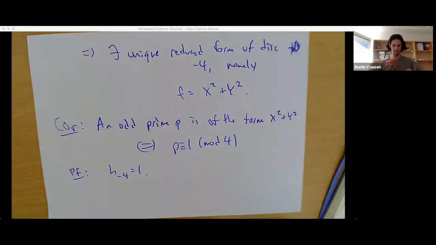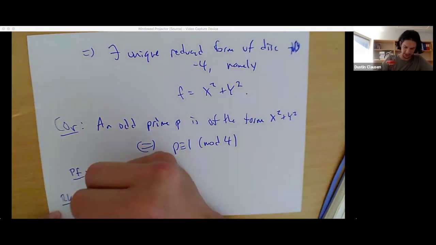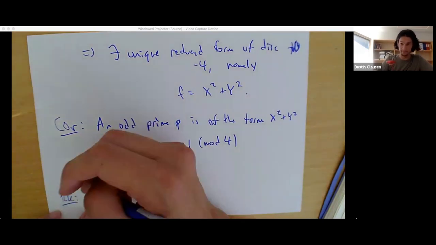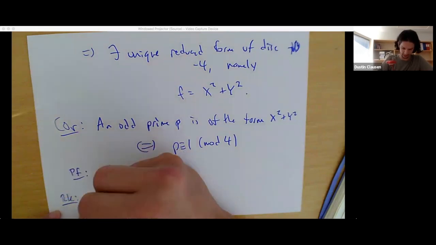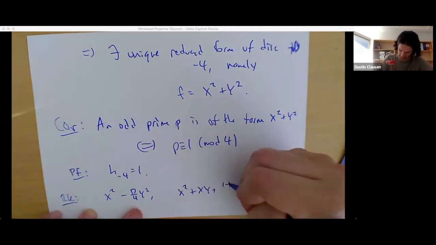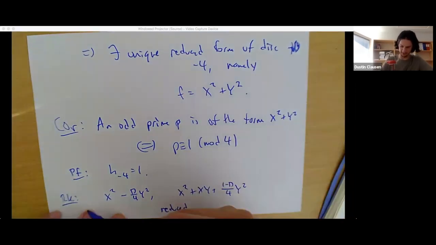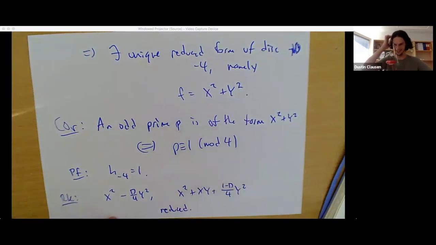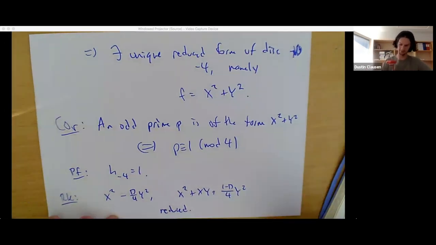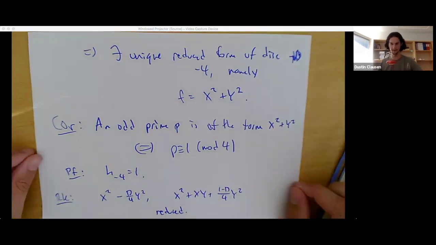So I also want to make another small remark. We wrote down these standard examples of forms of discriminant D: x squared minus D over 4 y squared, and x squared plus xy plus (1 minus D) over 4 y squared. These are reduced. A and B are indeed very small, so you can believe it, but you can also just check that it's true. So that's another justification. They are the reduced forms representing that equivalence class of principal forms. So that was good.